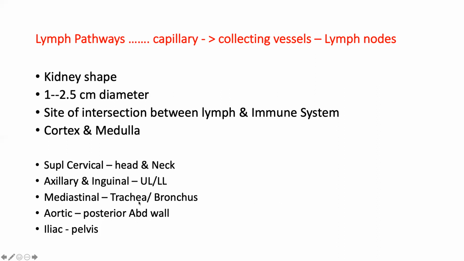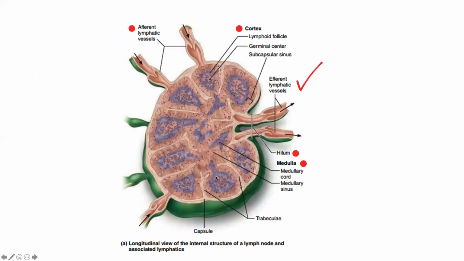Trachea and bronchus will be draining into the mediastinal group. And lymphatics from the posterior abdominal wall will be draining into the aortic lymph node group, and pelvic organs will be draining into the iliac lymph node group. So these are the groups of lymph nodes, each accepting a particular part of the body.